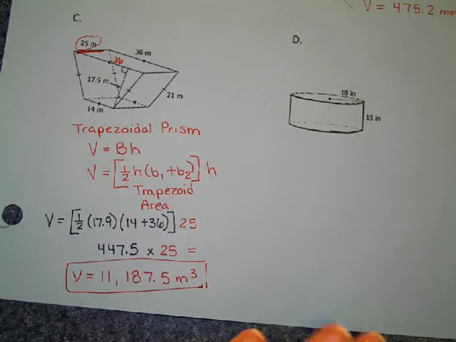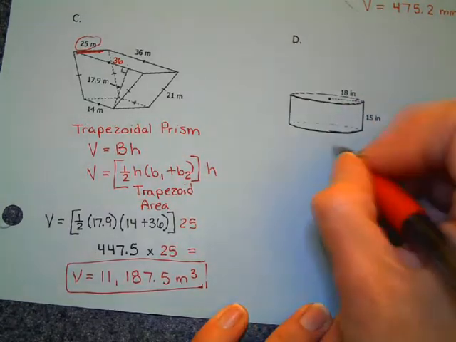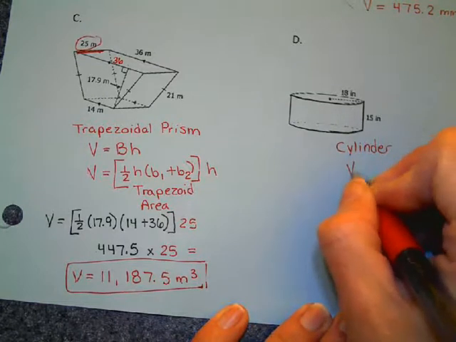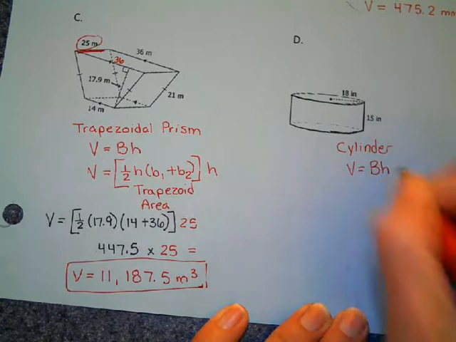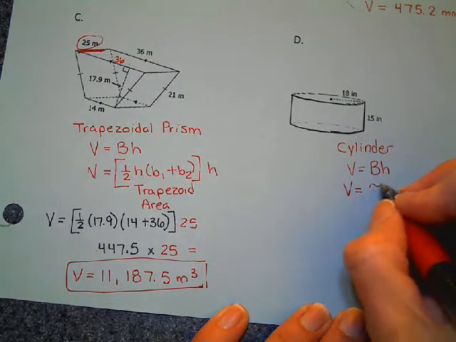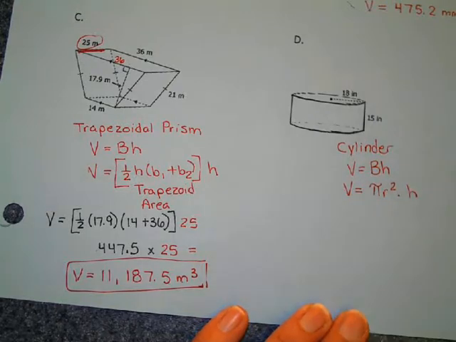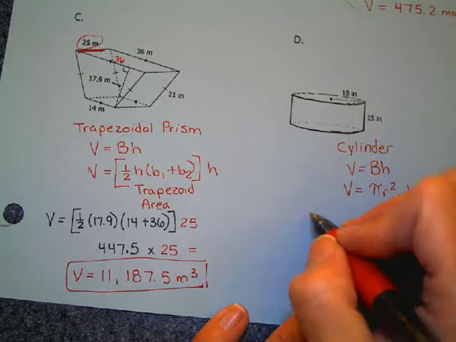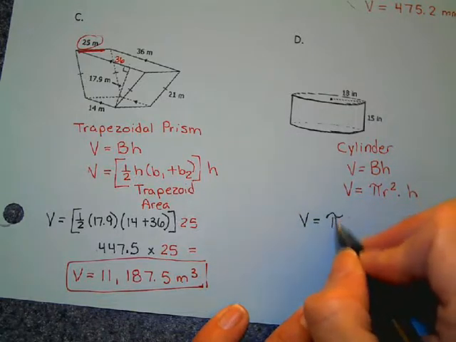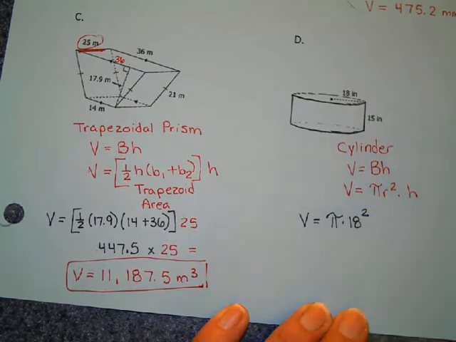On a cylinder, we have volume is base area times height. Well, the base of a cylinder is a circle, and your circle formula is pi r squared, and then times the height of the cylinder. So let's see. Pi times 18 squared represents the circle, and then you're going to times that by the height, which would be 15.